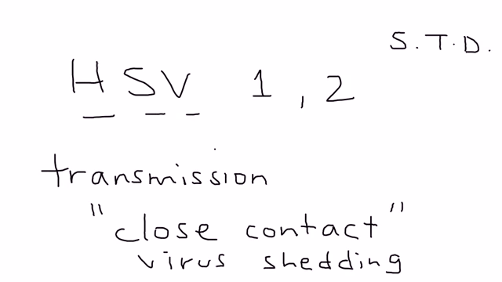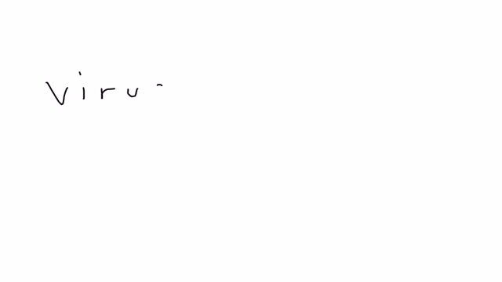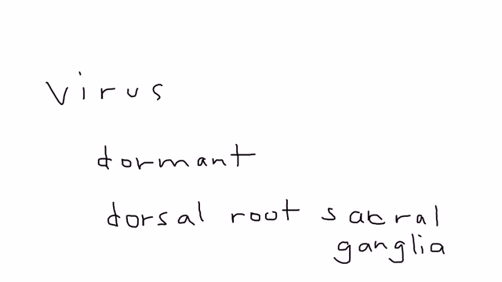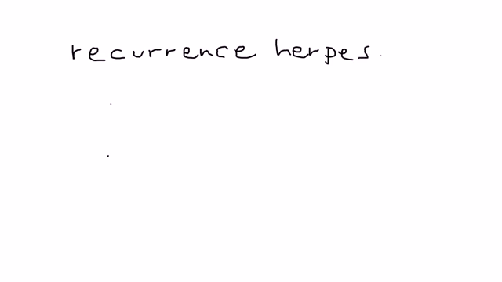Now, what's important about this virus that is rather sad and unfortunate is that it lays dormant in the nerves, and in particular the dorsal root ganglia, dorsal root sacral ganglia. Now, what can happen is that this virus can be reactivated because of some triggers. So periodically you can get a recurrence of herpes, and here are some of the reasons.